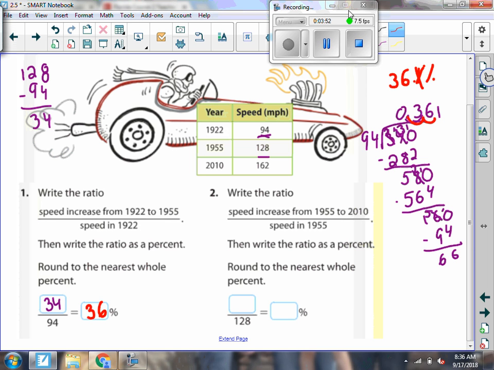Do the same thing here. Write the ratio. The speed increased from 1955 to 2010. So I'm going to do 162 minus 128. I'm going to carry a 1. 12 minus 8 is 4. So I have 5 minus 2 is 3. So 34 over my speed in 1955, which is 128. So now I'm dividing 34 divided by 128.